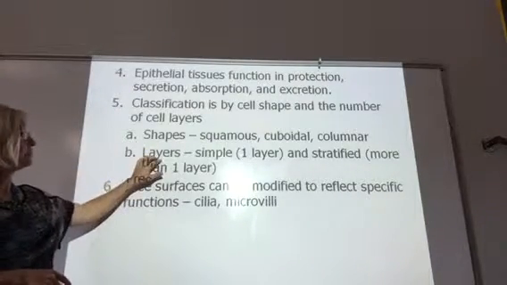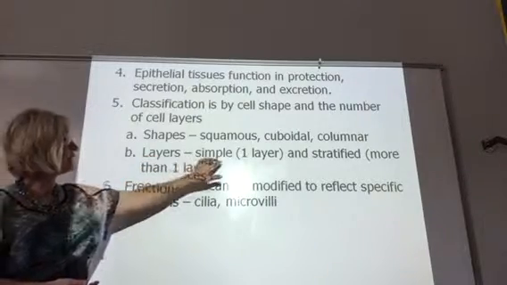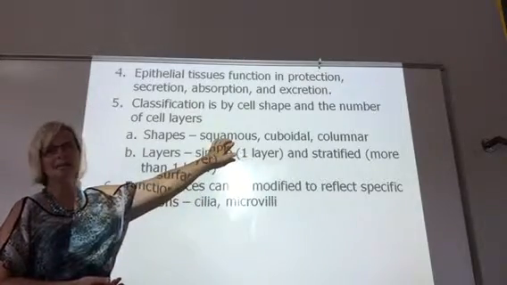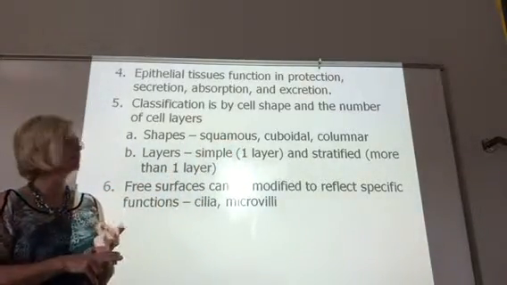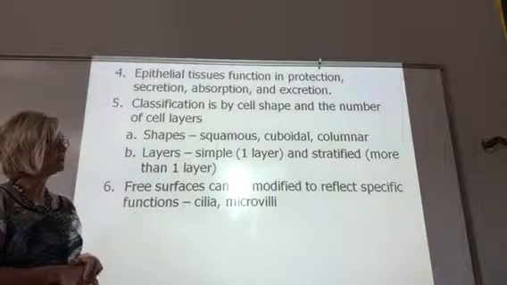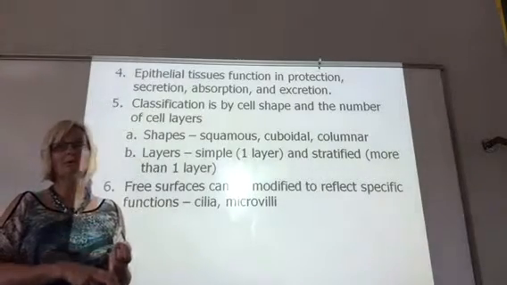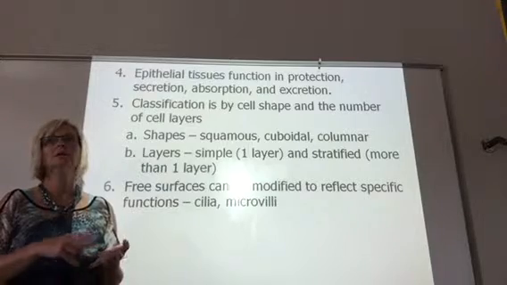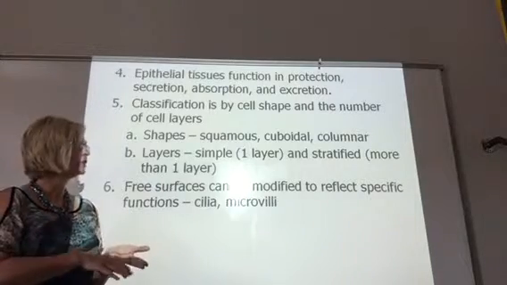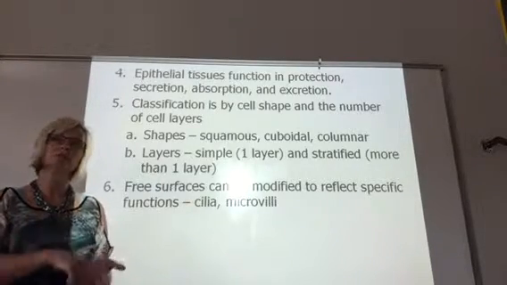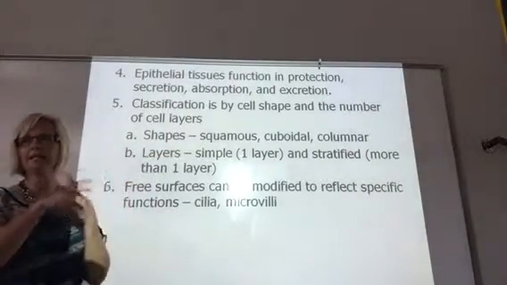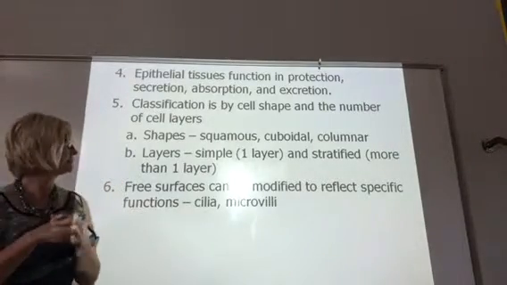And then the other part of the name, we're going to look at layers. So if I say simple squamous, simple means one layer of flat cells. Simple squamous, single layer flat cells. Stratified means lots of layers or more than one layer. So if I say stratified squamous, lots of layers of flat cells. Stratified cuboidal, lots of layers of cube-shaped cells. So if I know the name, I can figure out what it looks like.